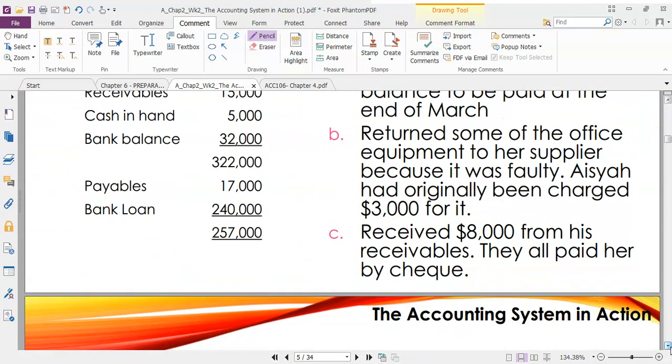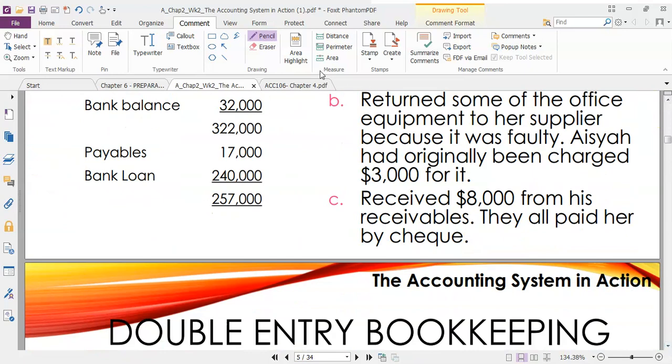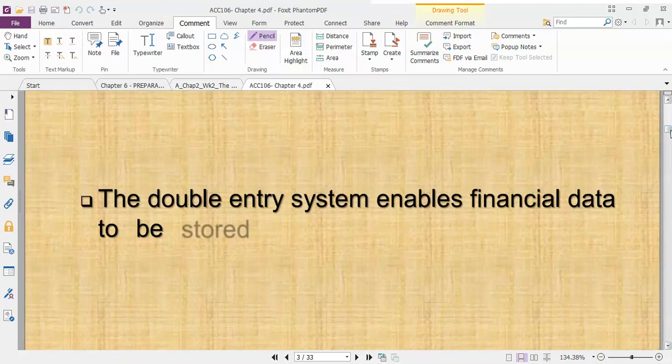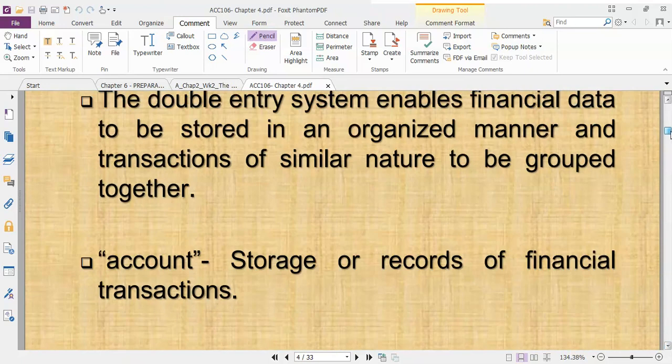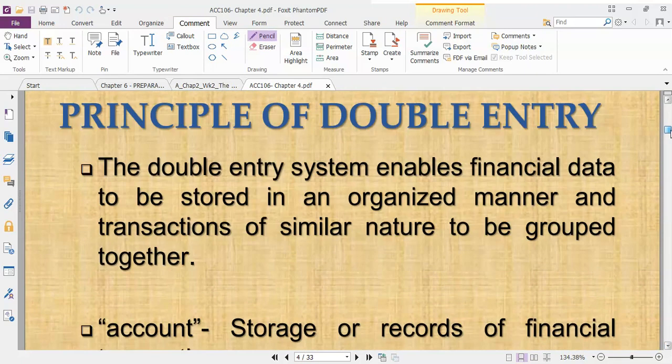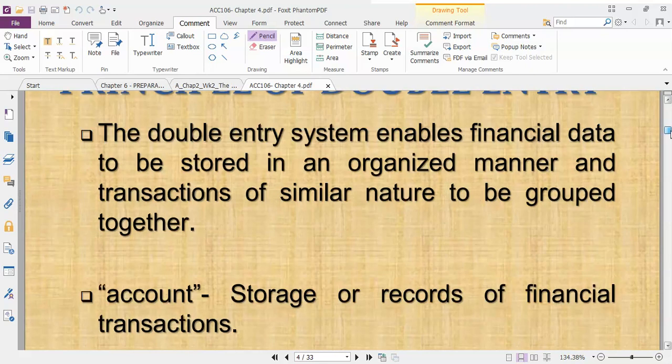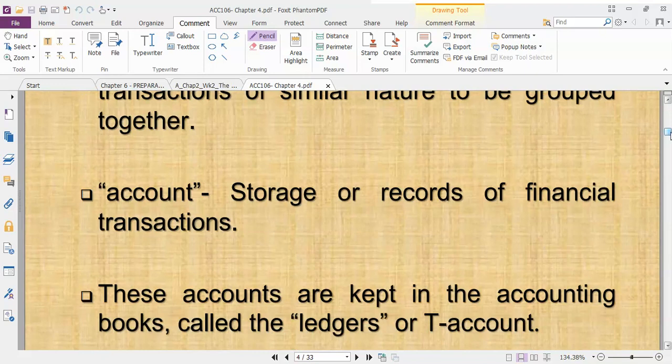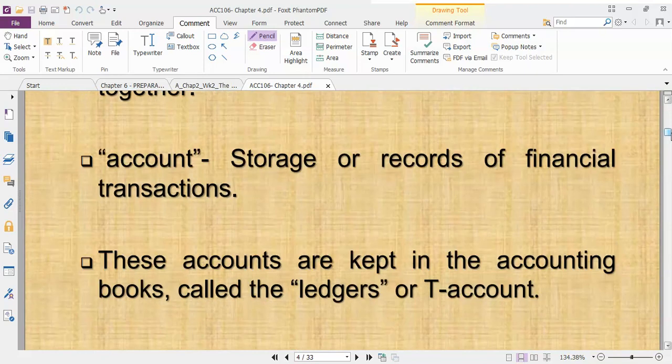Okay, kita tengok pada slide another ACD101 slide. Macam mana cara kita nak letakkan double entry tu di dalam T account. So T account tu apa? Kita punya storage or records of financial transactions. That is called T account. These accounts are kept in the accounting books called the ledger or T account.